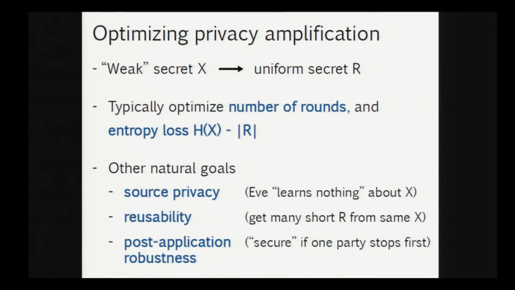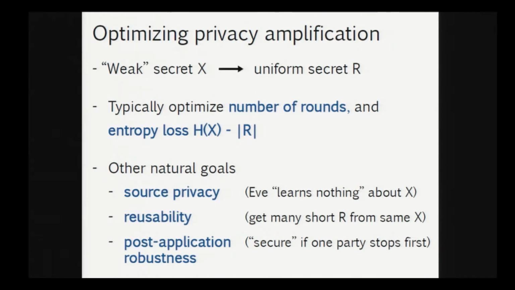But there's many other natural goals for privacy amplification that would be nice to have. A few of them are here. Source privacy: the idea is that not only should Eve not learn the secret key that Alice and Bob agree on, but in fact, she shouldn't learn any useful information about the weak secret X. There's also a notion of reusability, in which you want to use the same secret X to extract many session keys over time.